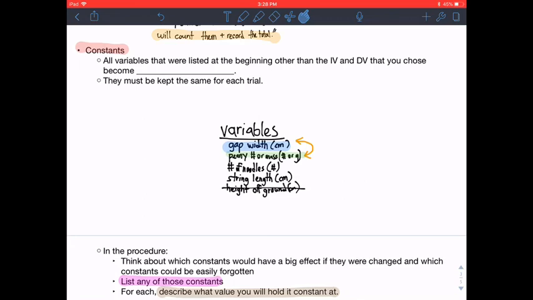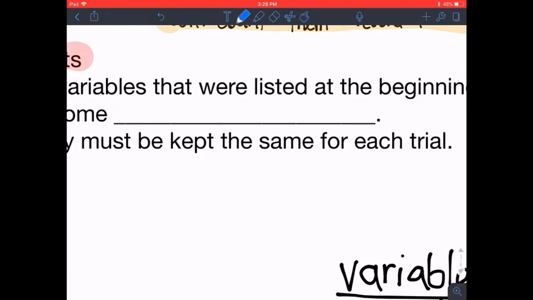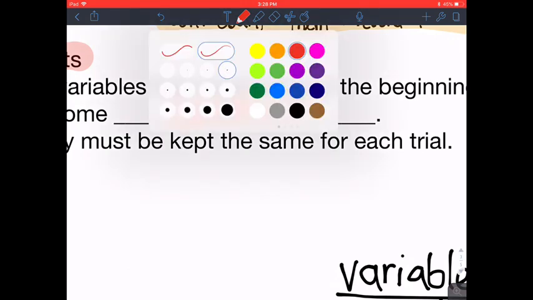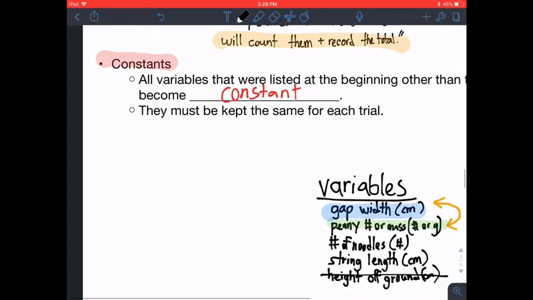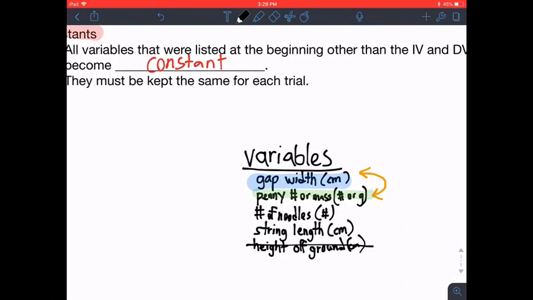The last thing we need to talk about in this is constants. All the variables that were listed at the beginning of your experiment, other than the independent variable and dependent variable that you chose, become constants. Write that in red, because red is going to be my color for constants. And these constants must be kept the same for each trial.